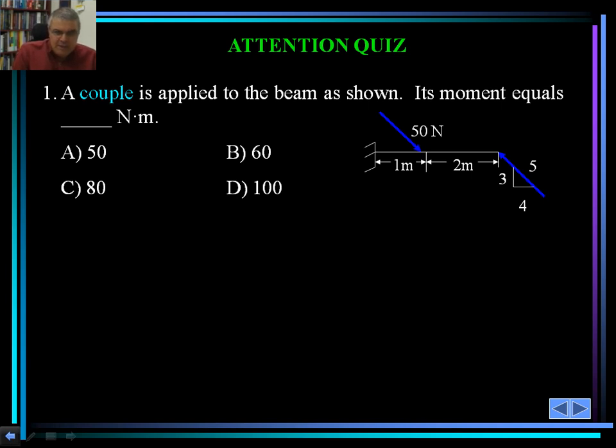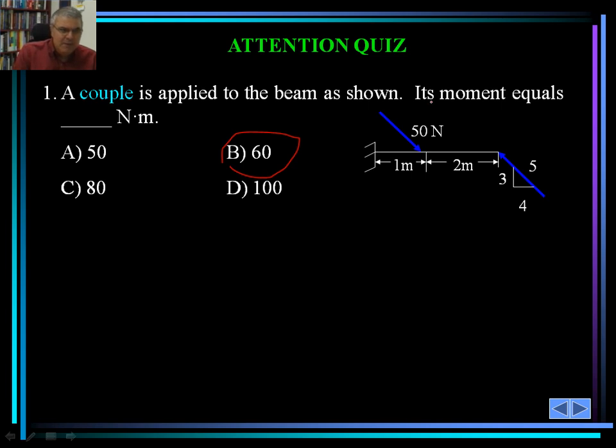Let's take a look at an attention quiz. Okay, so a couple is applied to the beam as shown. The key here is that this is a couple. Its moment equal to, again, what's the shortest distance in this case? They're not perpendicular to each other, and we would like to find that. The correct answer is 60.